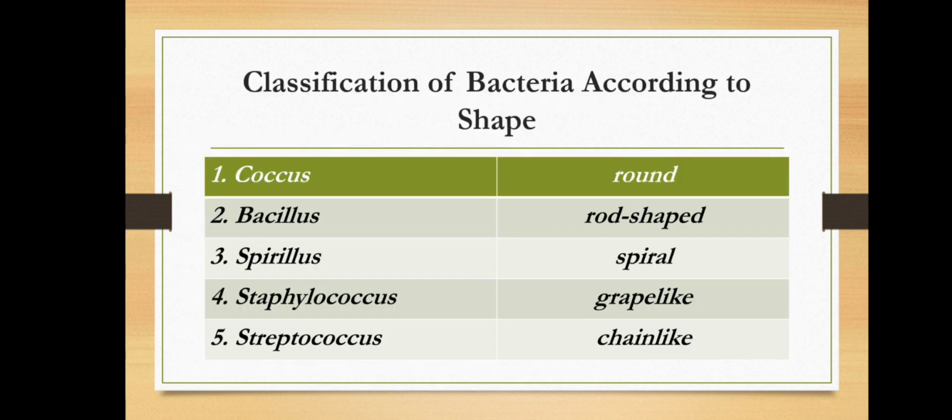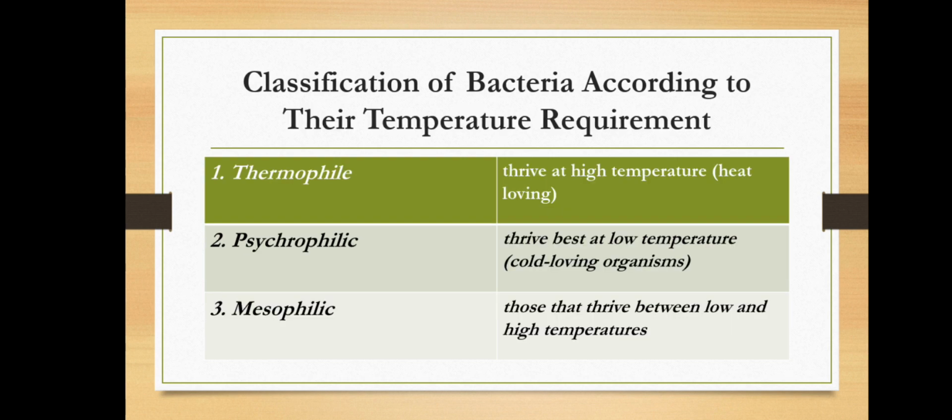Classification of bacteria according to shape. First, coccus, round. Second, bacillus, rod shape. Third, spirillum, spiral. Fourth, staphylococcus, grape-like. Fifth, streptococcus, chain-like. Classification of bacteria according to their temperature requirement.